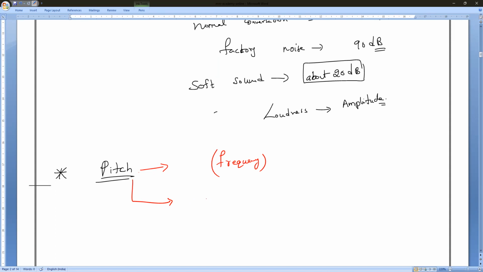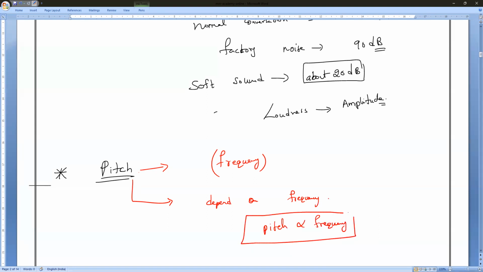So the pitch of a sound depends on frequency. Pitch is directly proportional to frequency. Frequency increases, pitch also increases. Frequency decreases, pitch also decreases. But here, what remains constant? Loudness remains constant.